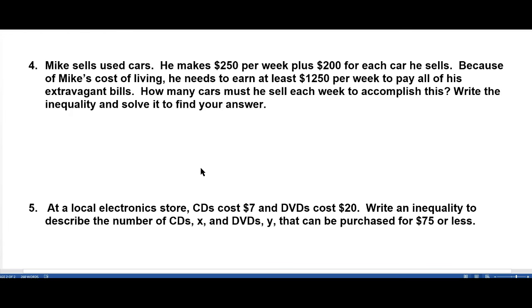Number 4, Mike sells used cars. He makes $250 per week plus $200 for each car he sells. Because of Mike's cost of living, he needs to earn at least $1,250 per week to pay all of his extravagant bills. How many cars must he sell each week to accomplish this? So we're only looking at 1 week at a time. So this $250 per week, we're not going to multiply that times weeks because we're only looking at 1 week. So here's what I'm thinking. Here's how I'm going to set this up.